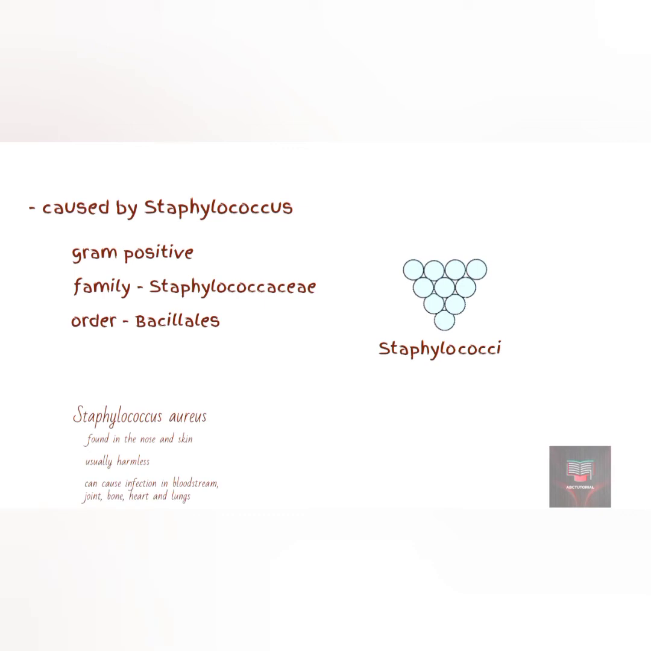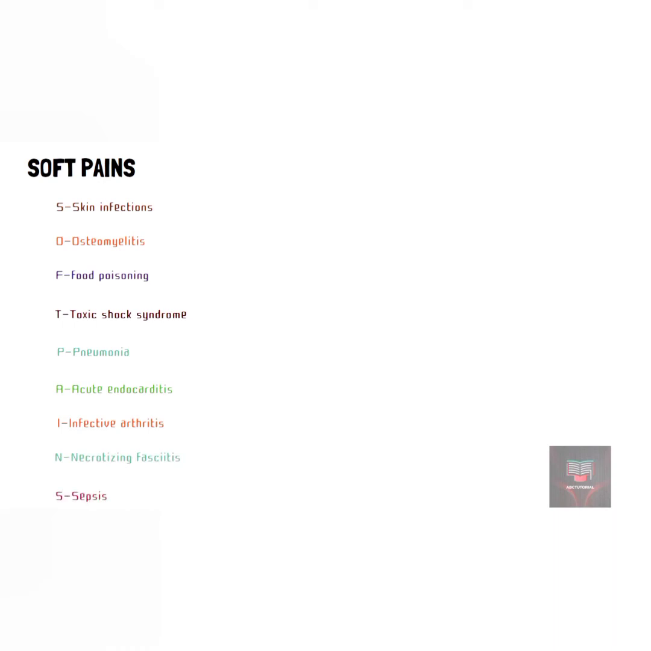The infections caused by Staphylococcus aureus can be remembered using the mnemonic soft pains, which stands for skin infections such as boils, furuncles, and cellulitis, osteomyelitis, food poisoning, toxic shock syndrome, pneumonia, acute endocarditis, infective arthritis, necrotizing fasciitis, and sepsis. These are the infections caused by Staphylococcus bacterial infection.